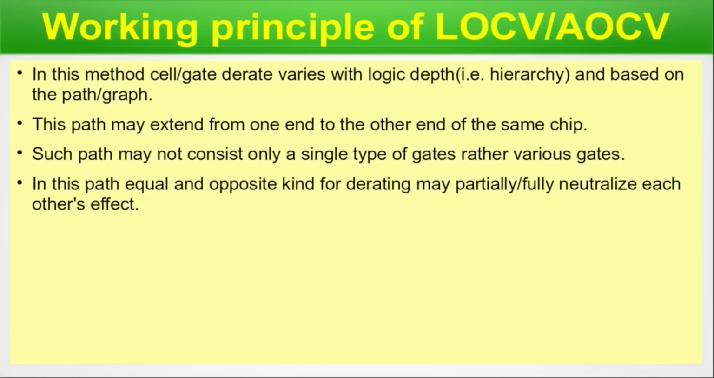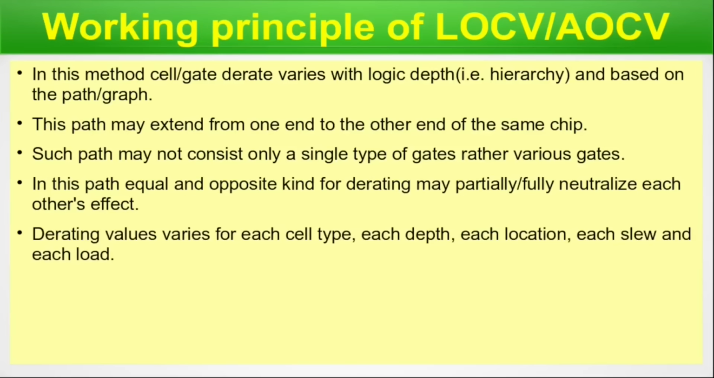In this path, equal and opposite kinds of derating may partially or fully neutralize each other's effects. This is theoretical. In practice, it may happen or it may not happen. There is every type of possibility. Derating values vary for each cell type, each depth, each location, each slew, and each load. You can understand that the derating values are also dependent upon various factors such as cell type, depth, location, slew, and load.